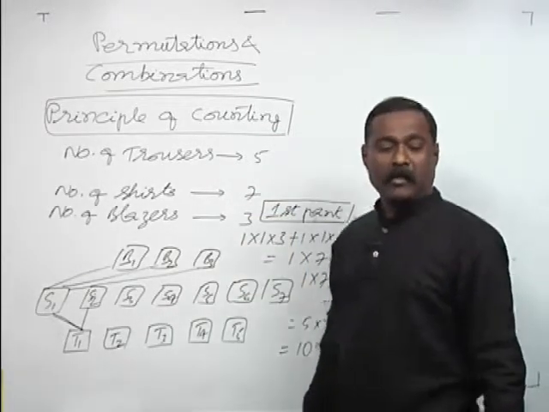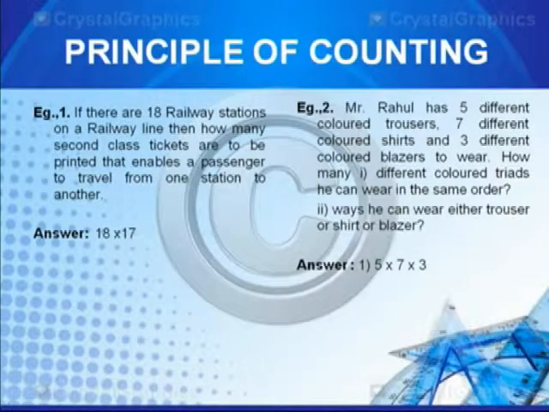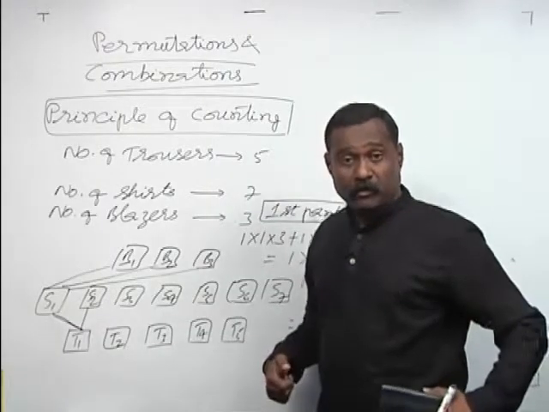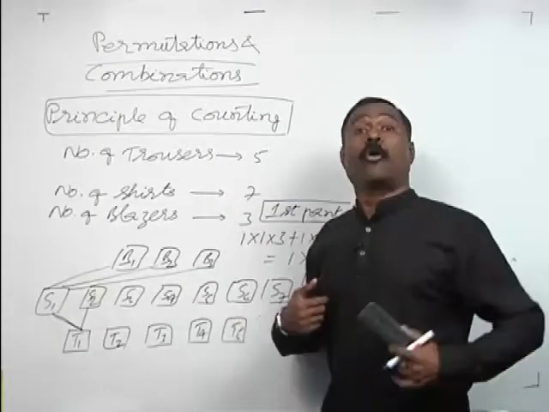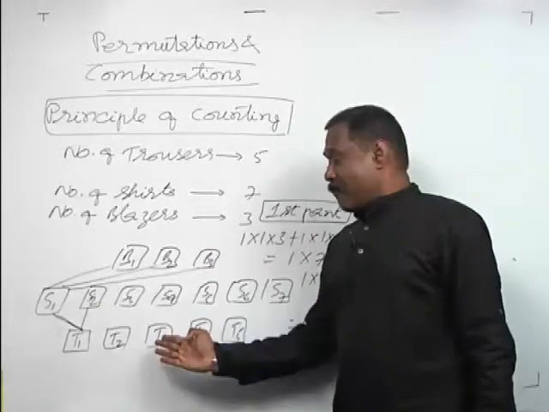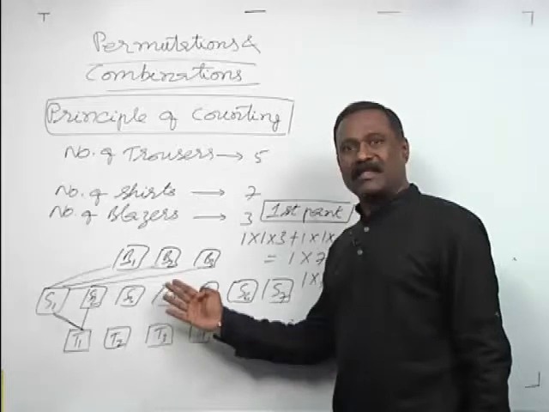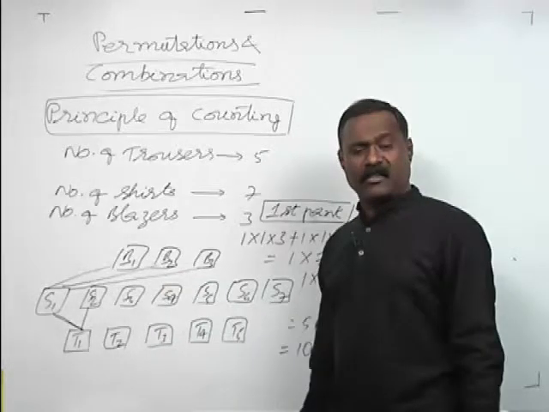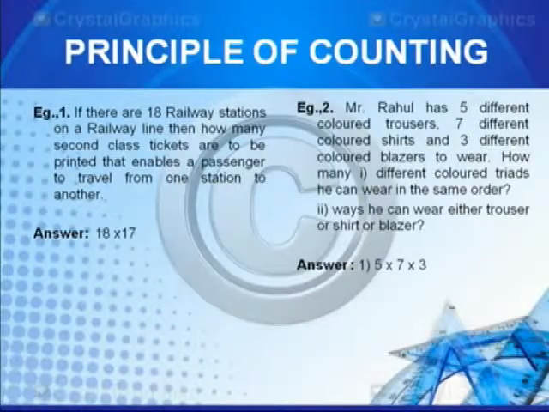Now, coming to the next question, please go through that. How many ways can he wear either a trouser or a shirt or a blazer? The previous case is "and": trouser and shirt and blazer. But in the second case, it is either trouser or shirt or blazer.